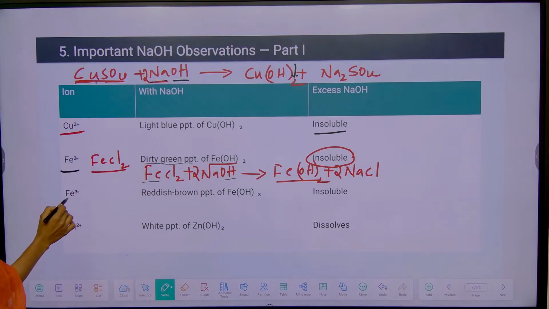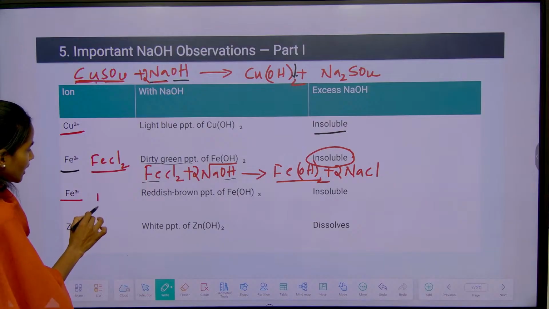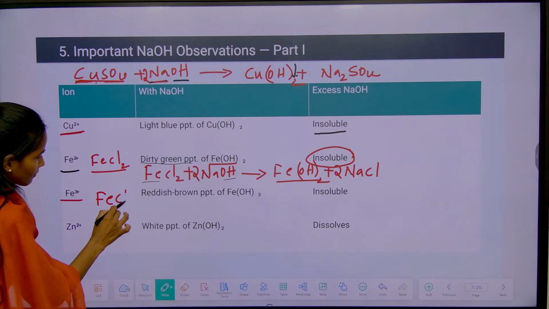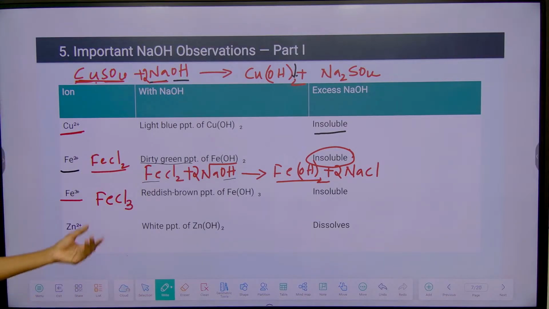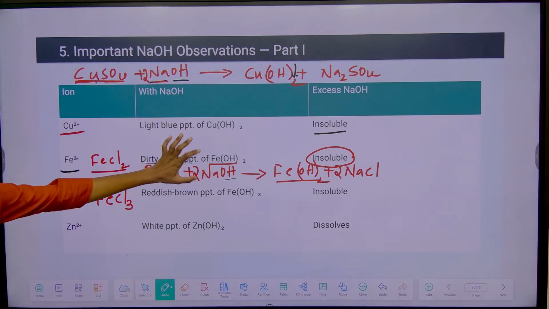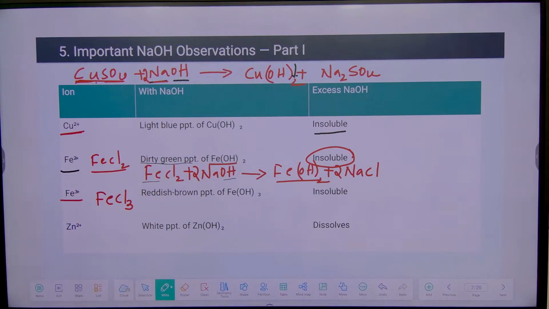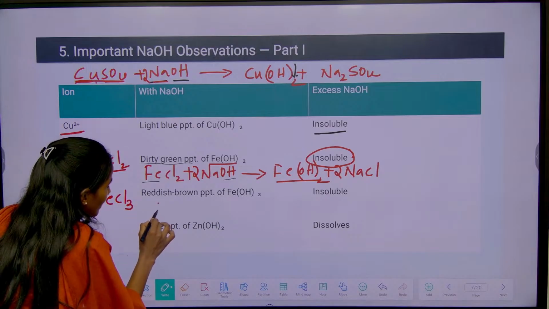That is our Fe2+. Now next, Fe3+. If you are taking the Fe3+ ion, let us take FeCl3, with plus 3. This Fe3+ reacts with the NaOH we add. What will happen?